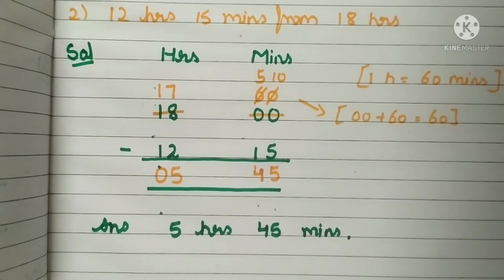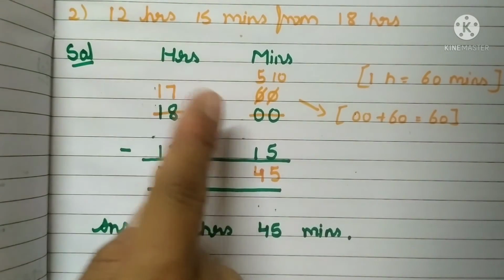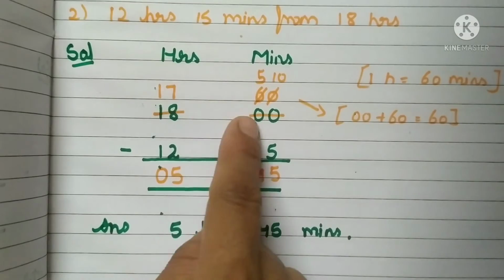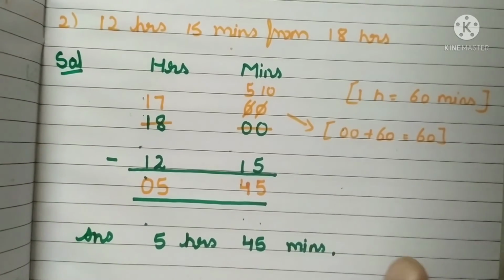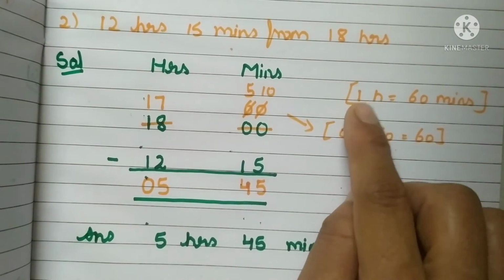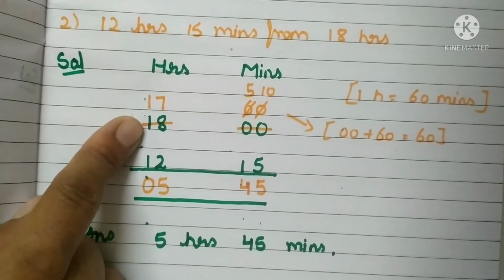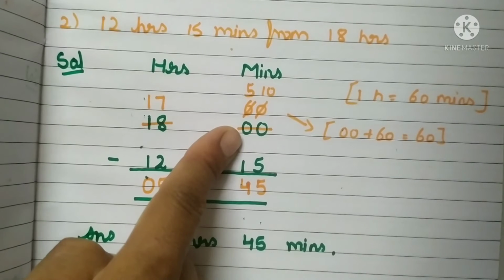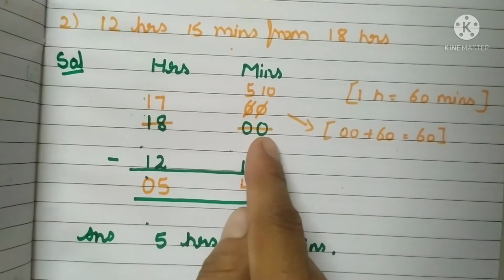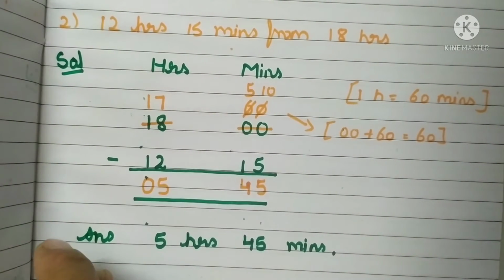We have to remember that when we have to borrow, we do not borrow 10. We have to borrow like this. 1 hour equals 60 minutes. So we will deduct 1 from the hours and we will add 60 in the minutes. Whatever number is there, we will add 60 in that number.